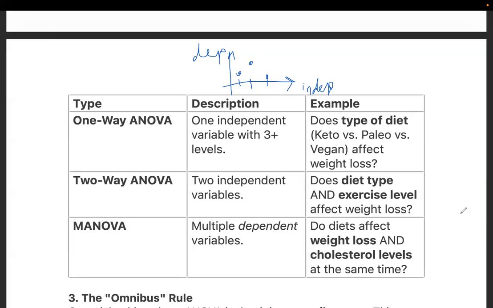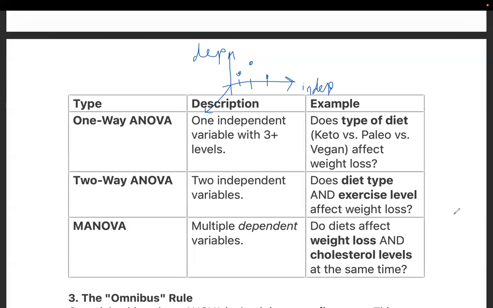When you have two, diet and exercise, it becomes three dimensional. Diet and exercise, and how do they affect the weight loss? In that case you use two-way ANOVA, and MANOVA.